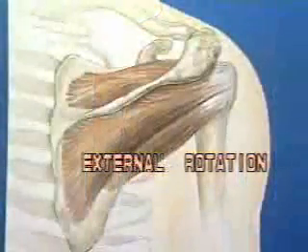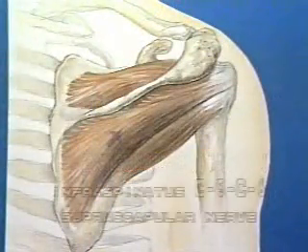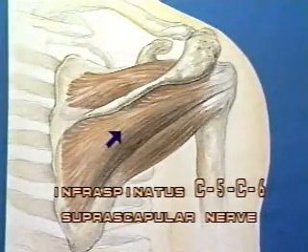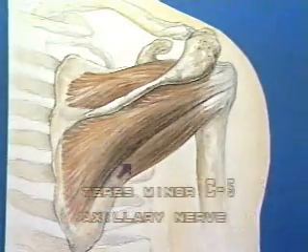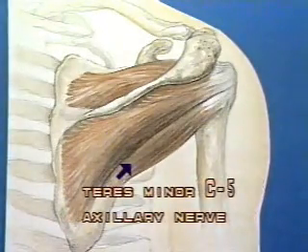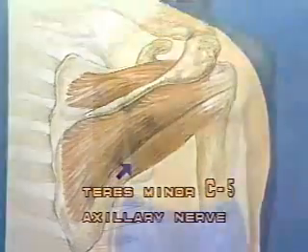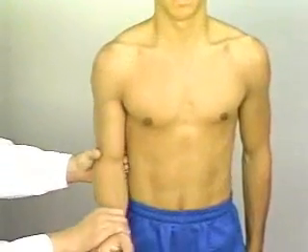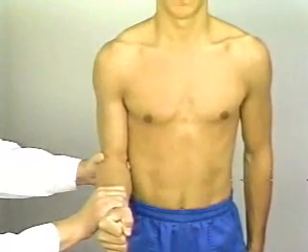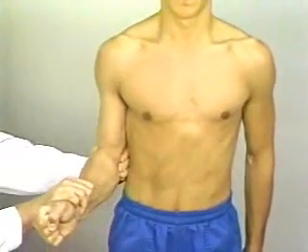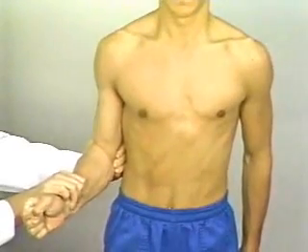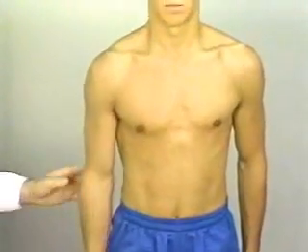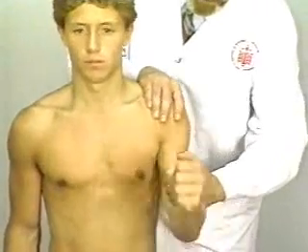External rotation. Primary external rotators. Infraspinatus C5-6 suprascapular nerve, teres minor C5 axillary nerve. Maintaining the patient's arm in the same neutral position, apply resistance to the dorsal aspect of the distal forearm as the patient attempts to turn the forearm away from the body. The power of all of the muscles or groups of muscles should be recorded, and comparison with the contralateral shoulder is imperative.